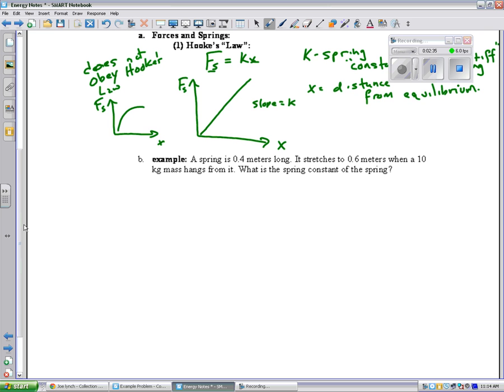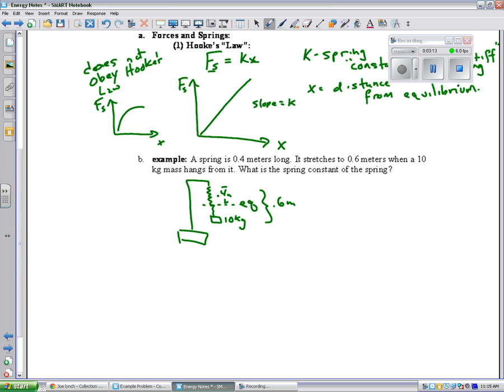So here's an example. The spring is 0.4 meters long. It stretches to 0.6 meters when a 10 kilogram mass hangs from it. What is the spring constant? So we're going to kind of draw this. Maybe it's suspended from a ring stand, and it starts out here. This is the equilibrium length, and this is 0.4 meters. Okay, between there. Now when I put a weight on it, it stretches down. This is a 10 kilogram mass, and it stretches to a length of 0.6 meters.